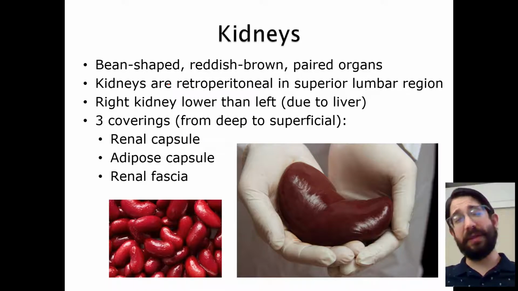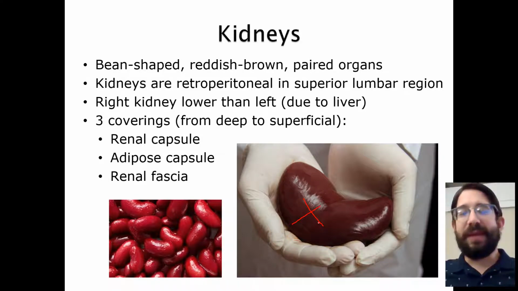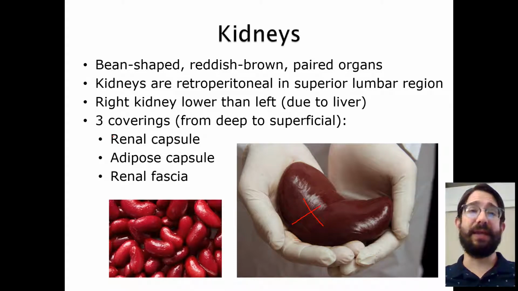The right kidney is a little lower than the left because the liver takes up so much space in the right side of your upper abdominal pelvic quadrant. And they have three coverings to protect them. Although the first one, the capsule, is just some connective tissue to keep the organ together. But around that is an adipose capsule, so a fat layer to help protect it. And there's renal fascia, some more connective tissue to further protect the kidneys. And if you don't eat kidney beans, yeah, they look just like kidneys.